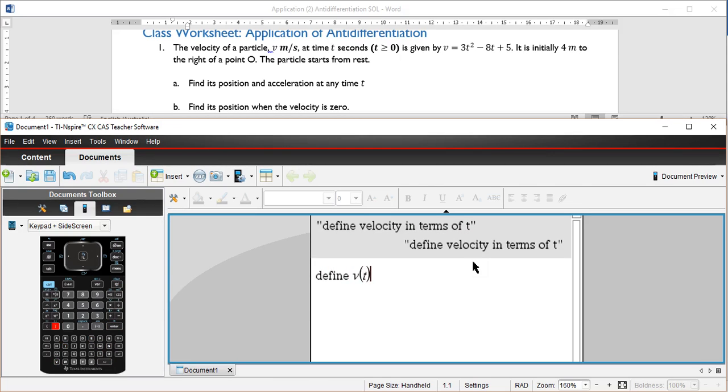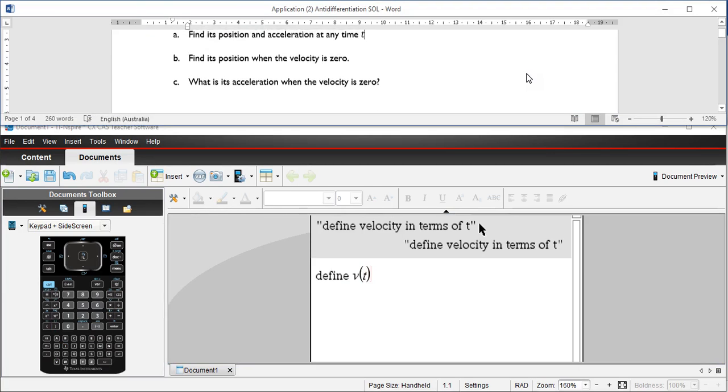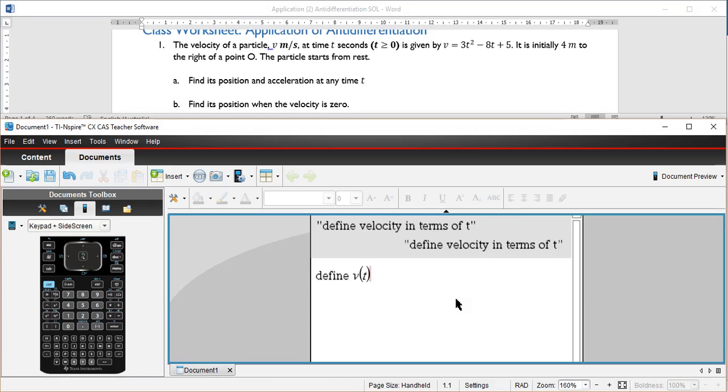of t. I don't think we need to sketch at any point for this question, so it doesn't matter if I use t as my variable. You just need to keep it consistently as t. So define v of t as 3 times t squared minus 8 times t plus 5. It's done. So I've defined my velocity.